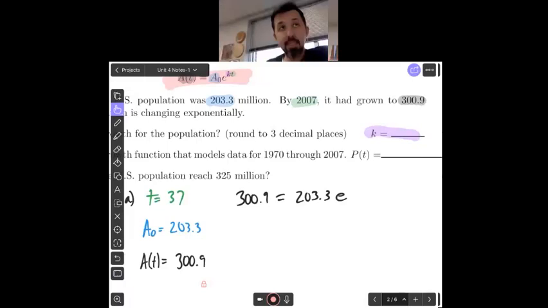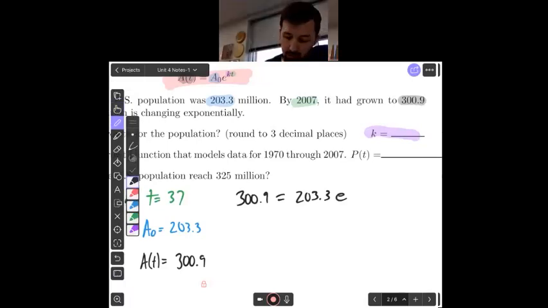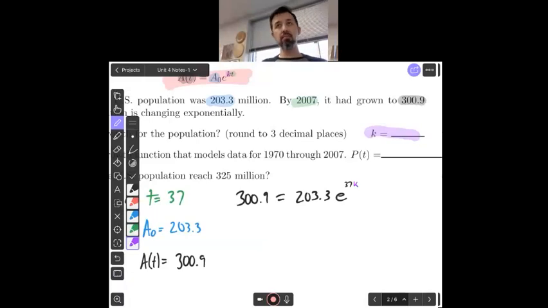This says KT, which would tell me to write K37. I don't want to write K37, that's a weird way to write a number and a variable. So I'm going to write 37K, because I know that multiplication can be rewritten in any order that I want. So there's my equation. I can see that K is the only thing I don't know, which means I should be able to solve for K.